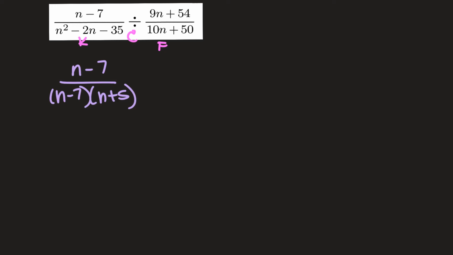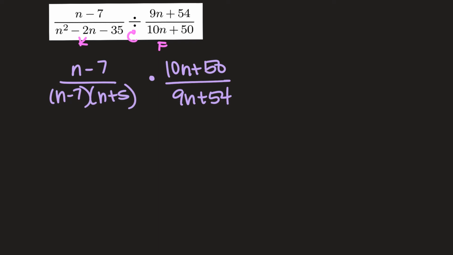Then we change division to multiplication and take the reciprocal, or flip the second term. So that gives me 10n plus 50 over 9n plus 54. Now you can go ahead and factor before you flip if you would like to do that. There's no rule against that.